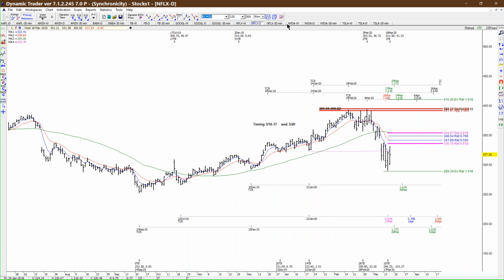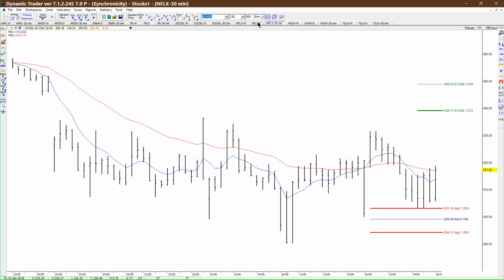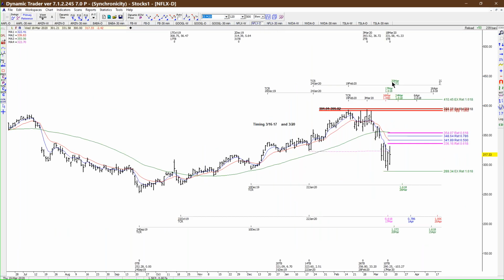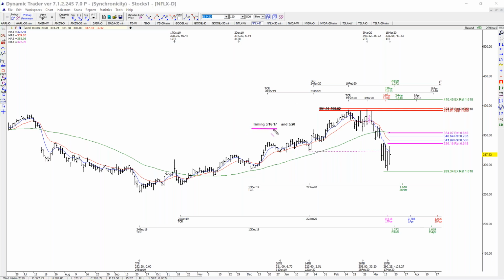Let's see, what else did I have? Okay, yep, and Netflix. March 16th, 17th. Netflix was going straight down. It was just short of a 1618 extension. That's really the only price that I really had there.